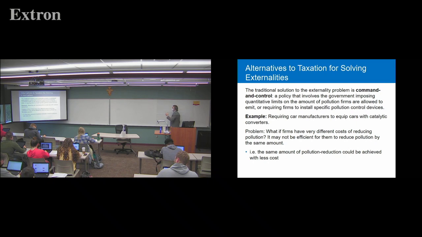So now there are alternatives to using pecuniary taxes to solve externalities. Another traditional solution that governments use is called command and control. Basically, the government imposes quantitative limits on the amount of pollution firms are allowed to emit, or they require firms to use specific devices, specific types of technology, or different production methods in order to reduce the amount of pollution being released. One example is that car manufacturers have to equip their cars with catalytic converters. It's done, again, to reduce pollution. It's not necessary for the car to run.